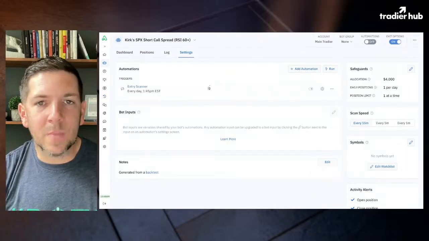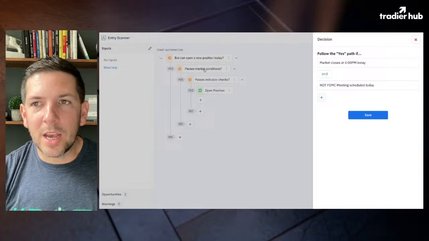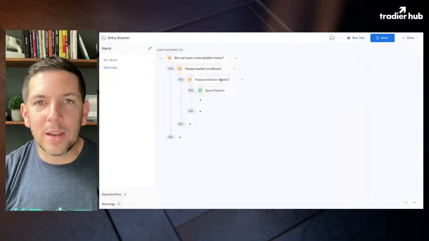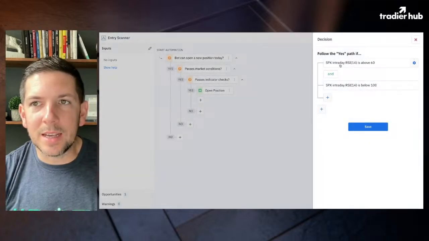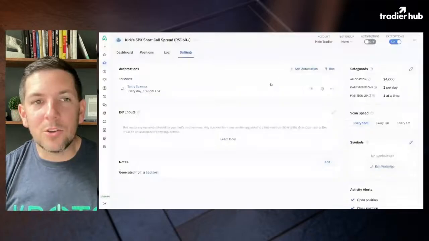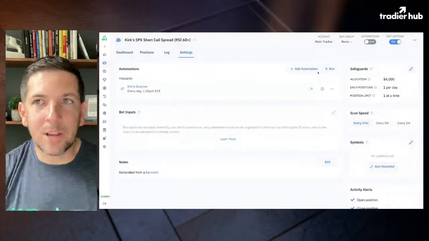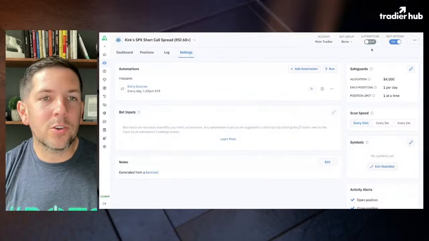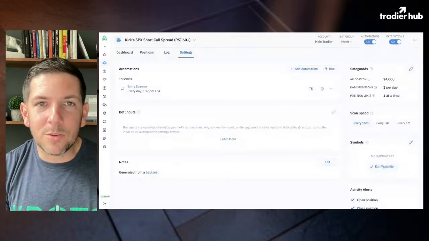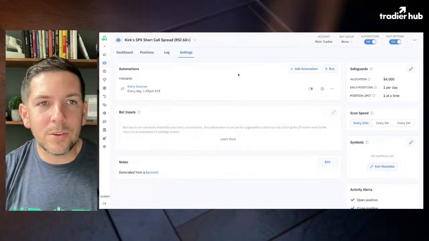And now that bot has been created. So at 1:45 every day, it will check all the market conditions, right? And then it will check indicators, and you can see is RSI above 60 or below 100. That's it. All the stuff is entered in there for you based on your backtest. It's exactly the same. So you have confidence knowing that what you backtested is now going to be executed in the market. And then you simply go here and you turn on automations. And that's it.